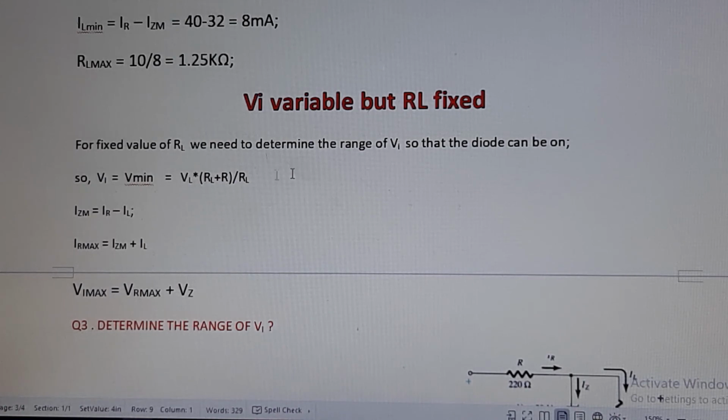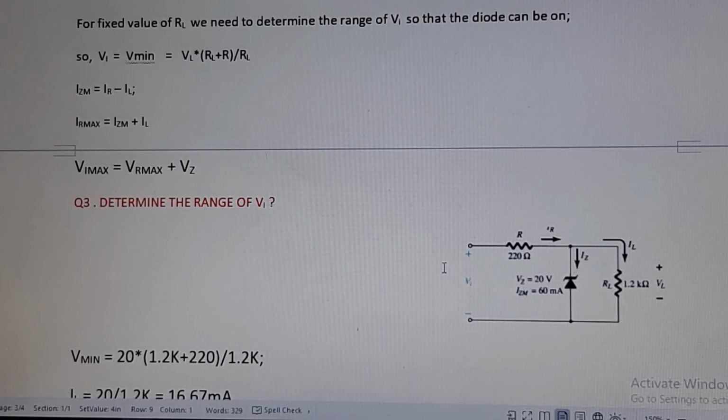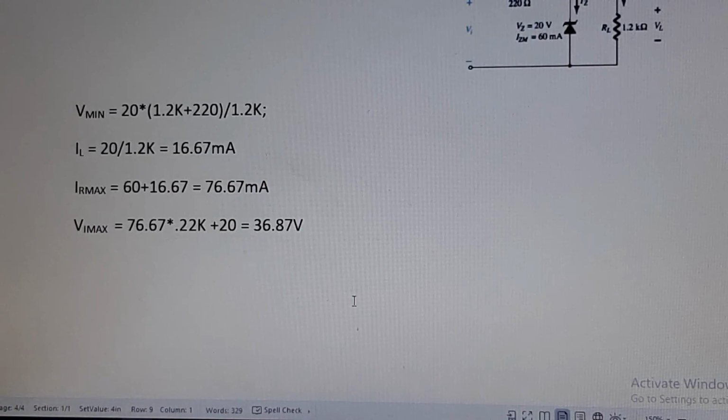Vi, that is V minimum, is equal to VL into RL plus R by RL, and we have also found this by solving the previous equation, that is VL is equal to Vi into RL by R plus RL, and by solving that equation we can also find the Vi. Next, if the maximum Zener current is given, then we can identify IZM, the Zener current, and IR max. Let's move to the math.